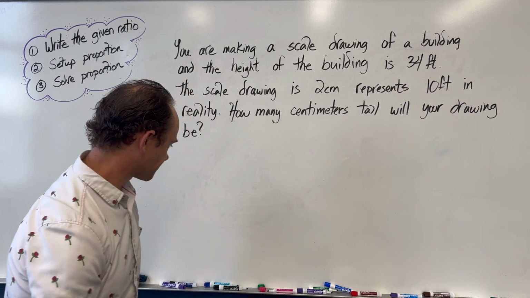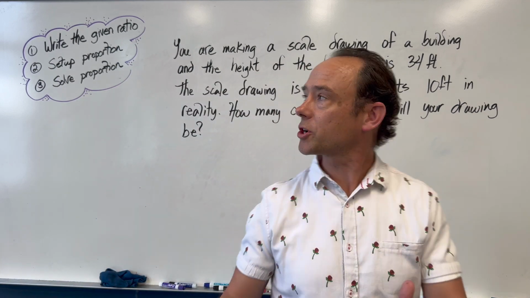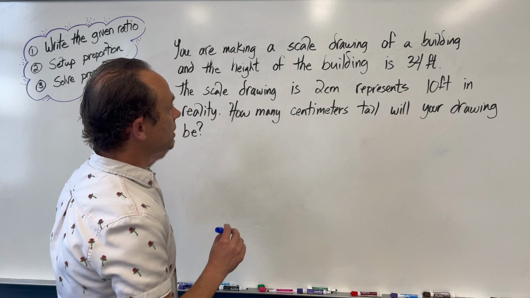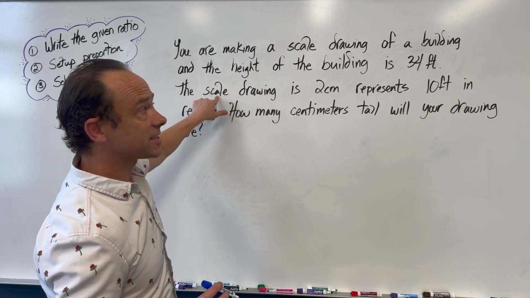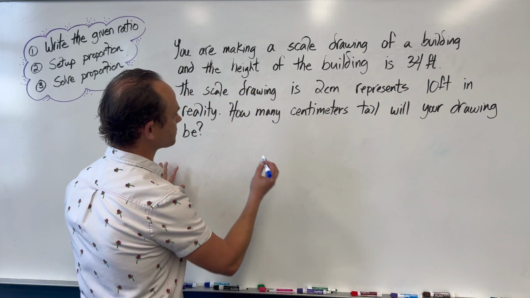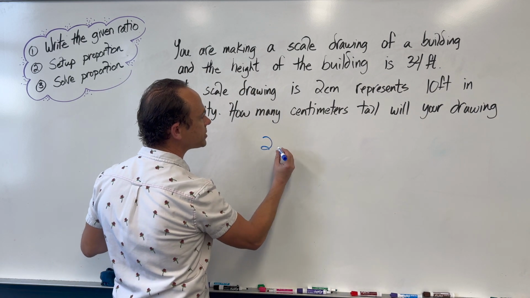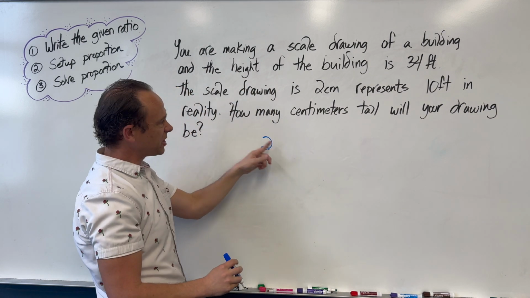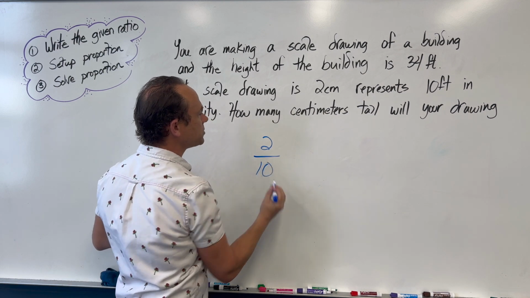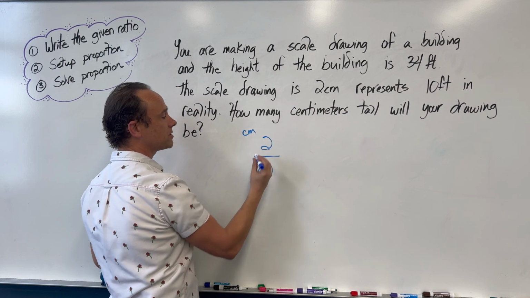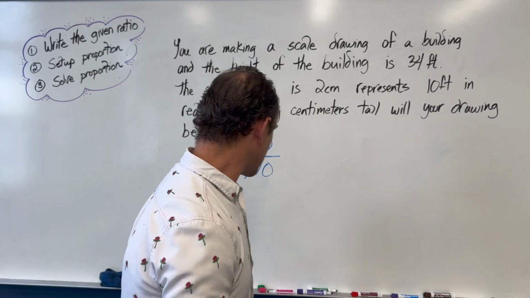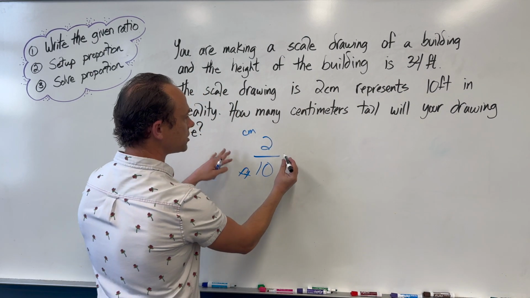Unpause. All right. So first thing we're going to do is write the given ratio that's in the problem. So in the problem, here's where it sets the scale. It says 2 centimeters represents 10 feet. So we've got 2 centimeters, but you can put the unit here, or I've been putting it out there. It doesn't matter. So we got 2 to 10, but 2 is in centimeters and 10 is in feet. All right, so that's the ratio. Now let's set up a proportion. We're going to use that to solve.